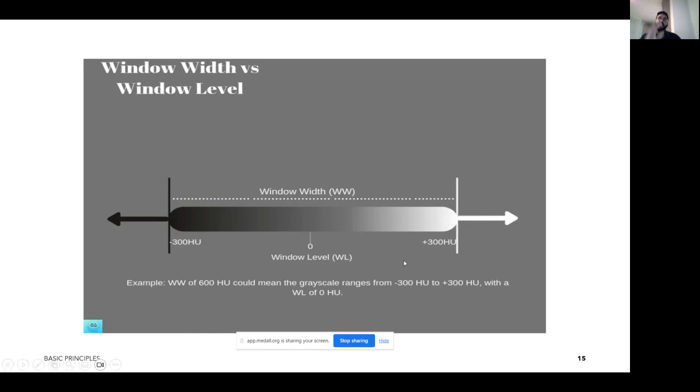So say if I give an arbitrary window width of 600 at a level of 0, it means the computer will show me images from the midpoint 0, going to -300 on one side and +300 on the other side. So it will utilize all of the grayscale from black till white in that region alone. Everything below will be black, above will be white, and you won't be able to see it properly.